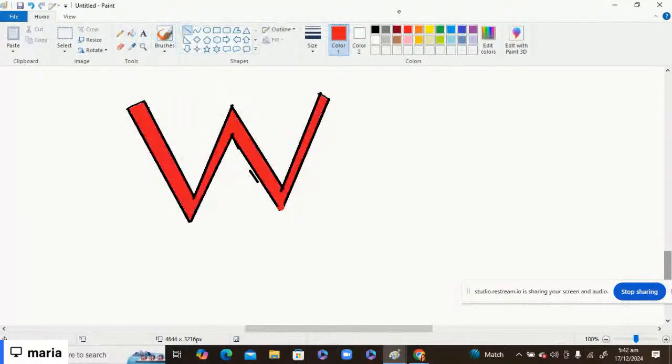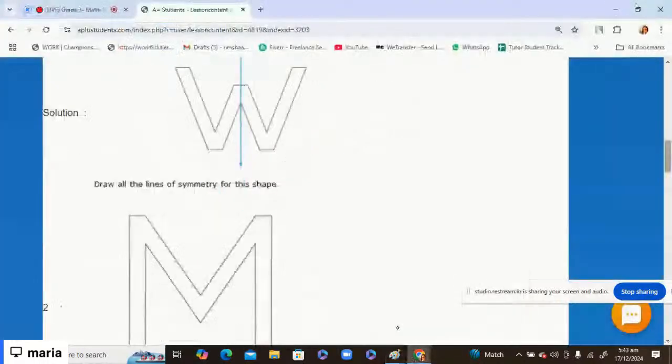Look, when you divide it this way, are both sides the same? Check. No, this is not the same. When you divide it this way, looking at it this way, this side and this side should be the same. So we can say that only one line of symmetry is available for this.